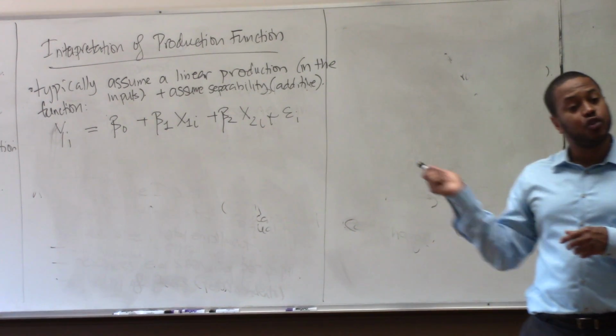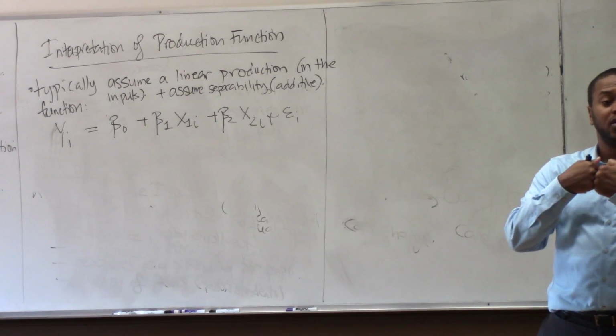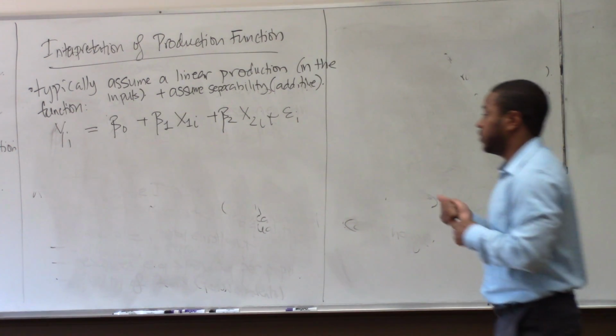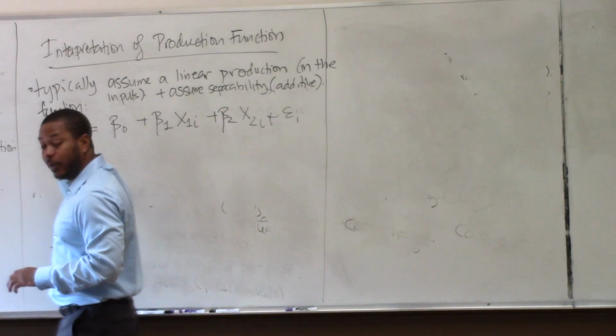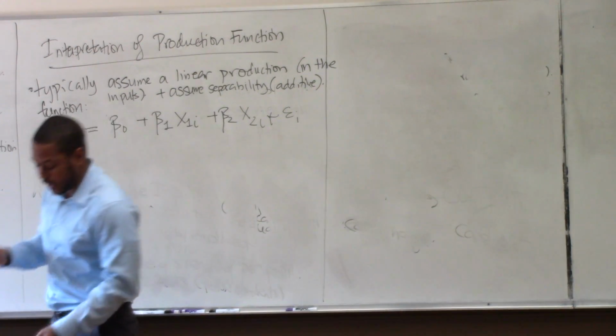We could capture that by introducing some nonlinearities or by introducing some interactions between the inputs, which is something that we can use to take the analysis further. But let's use this as a baseline. This is kind of the simplest possible production function we can have.